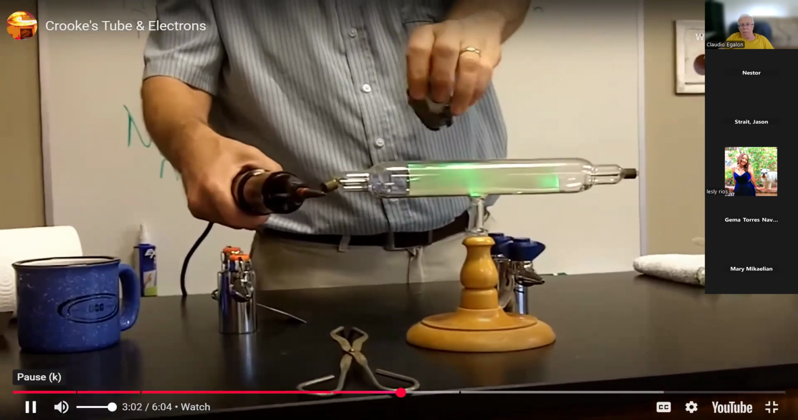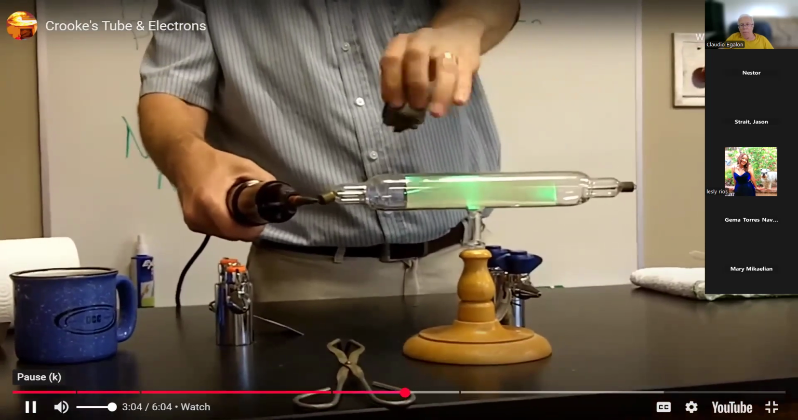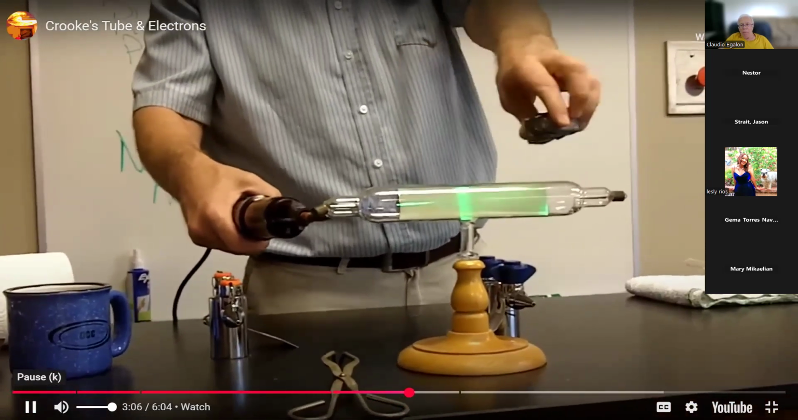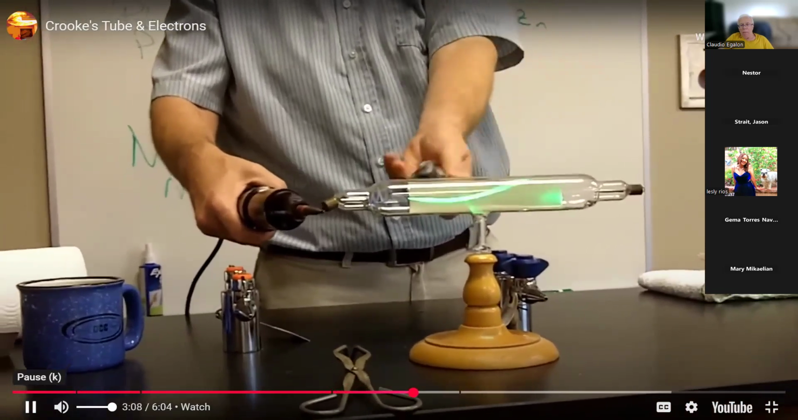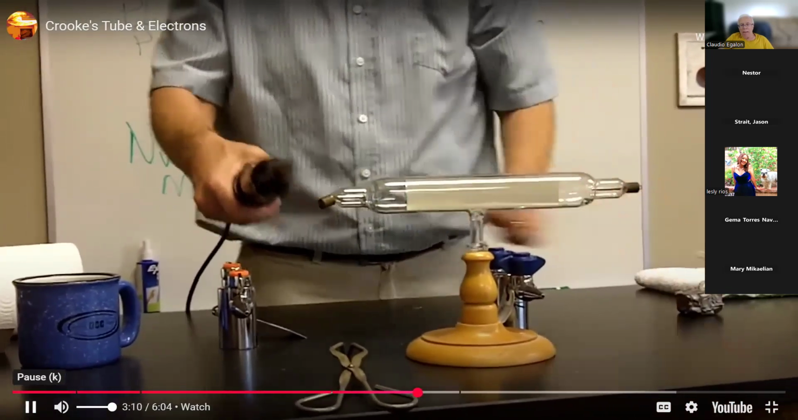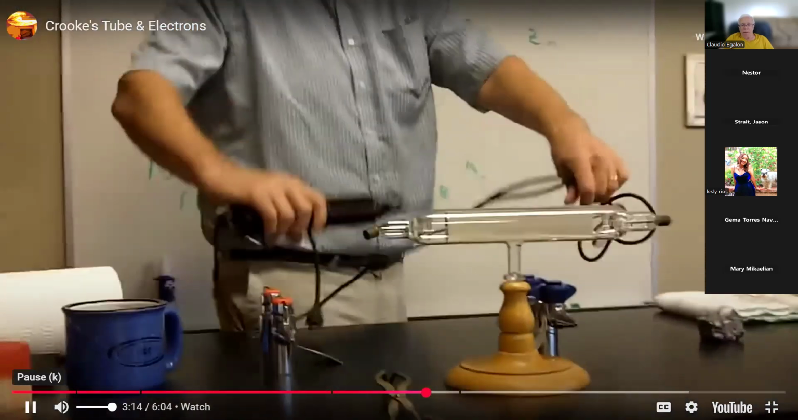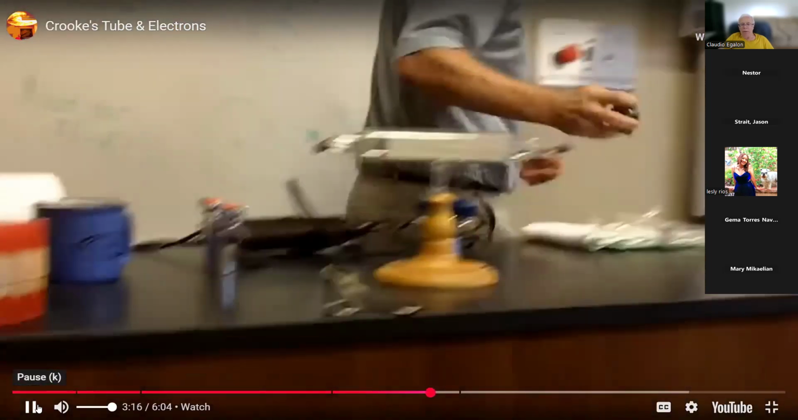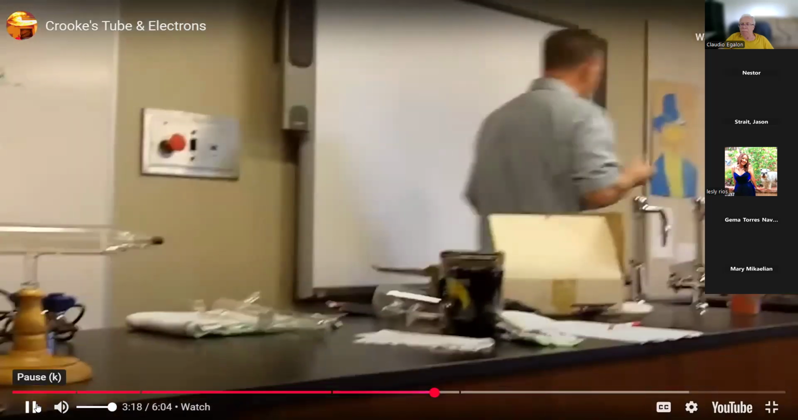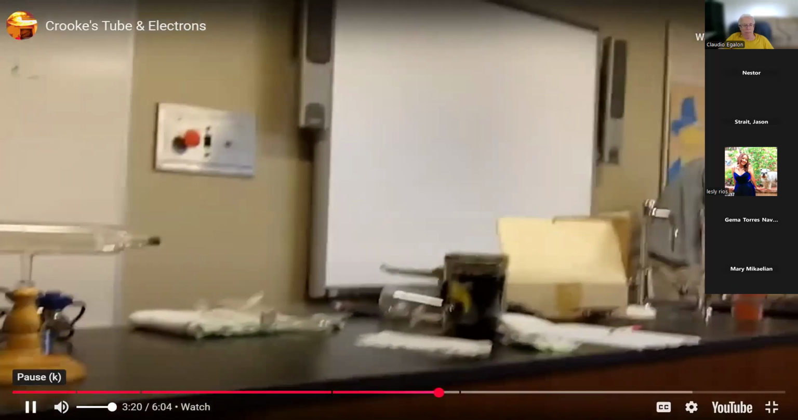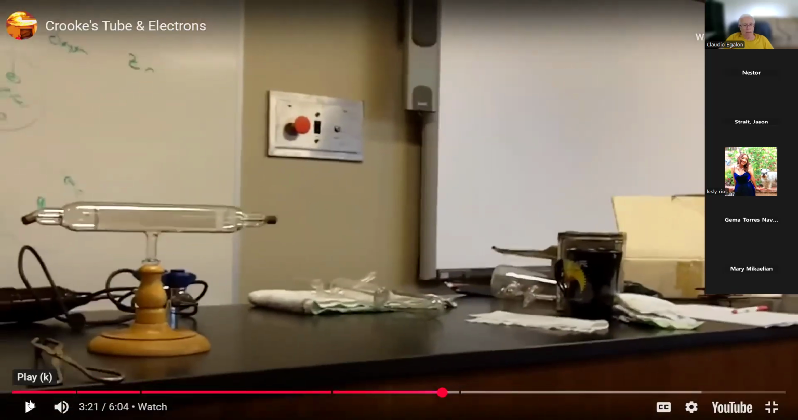It's following the magnet, reacting to the magnet, depending on the position of the magnet and the polarity. That's kind of interesting. The beam of the electrons can be bent either upwards or downwards.